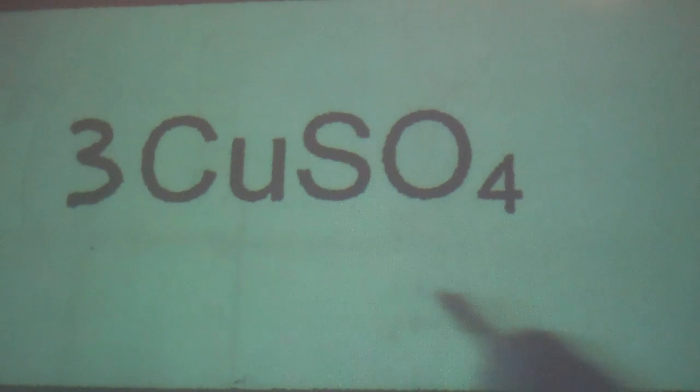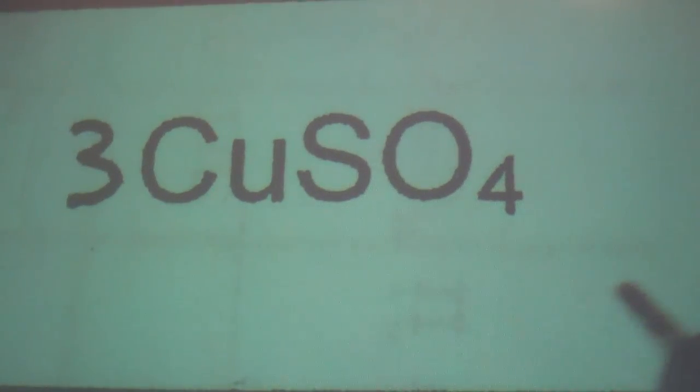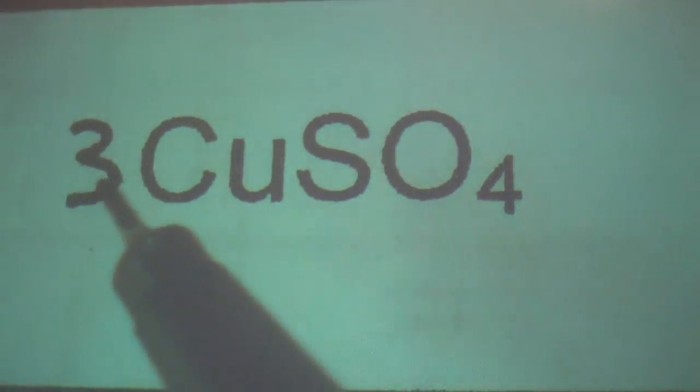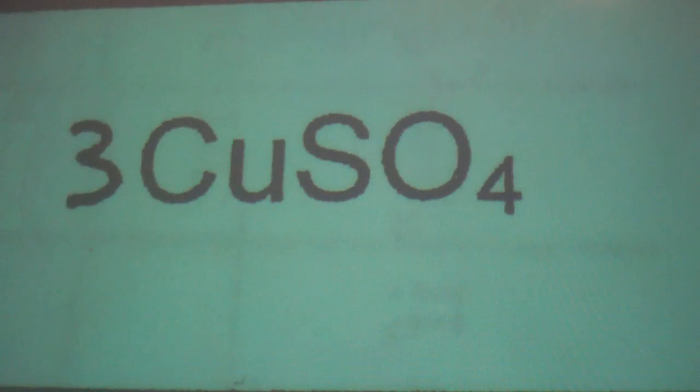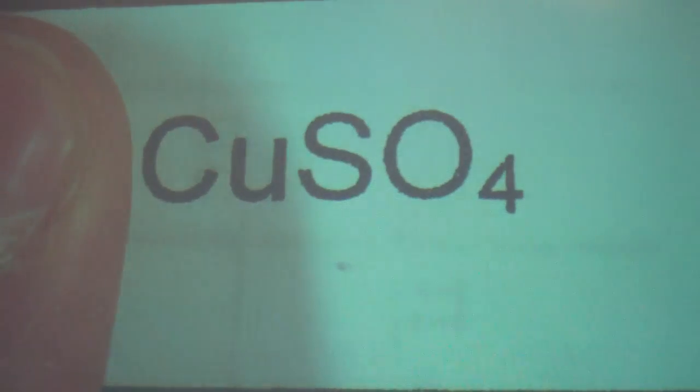So, I'm going to start on the very right. The very first step is that you are going to ignore that big number. This big number is called a coefficient. I'm going to act like it is not there, so I cover it up mentally.